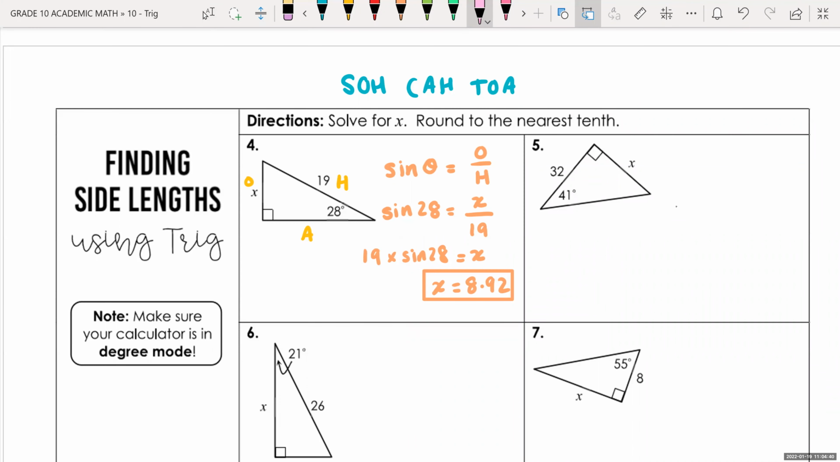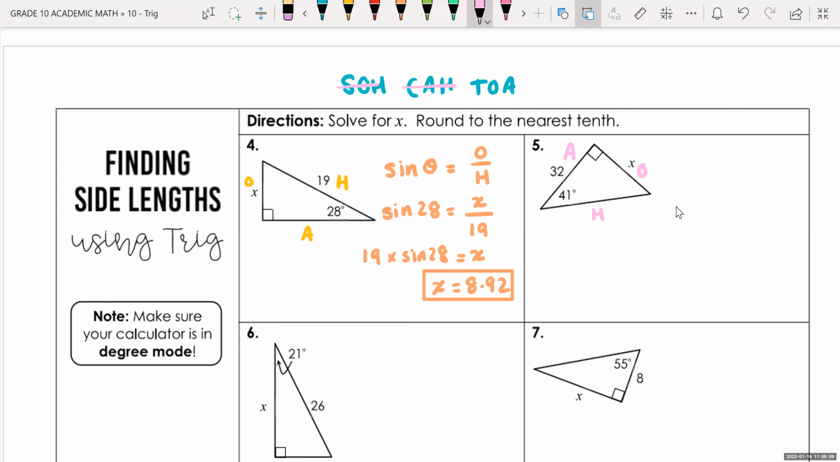I'm just going to go sideways. So in this question, we have 41 degrees, x and 32. First, let's label all the side lengths. So the hypotenuse is across from the right angle side. Across from 41 is our opposite side length, and this is our adjacent side length. So in this question, they have given us the adjacent side length. We're trying to find the opposite. We don't know what the hypotenuse is at all. So we cannot use anything with the letter H in it.